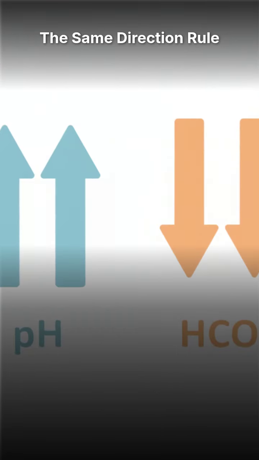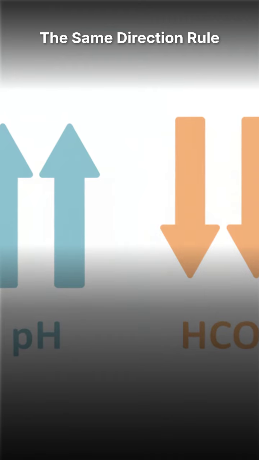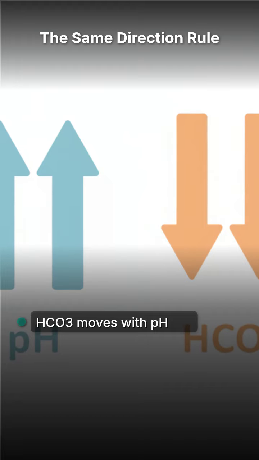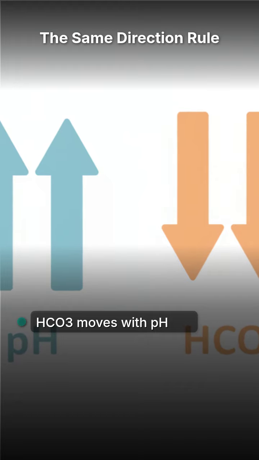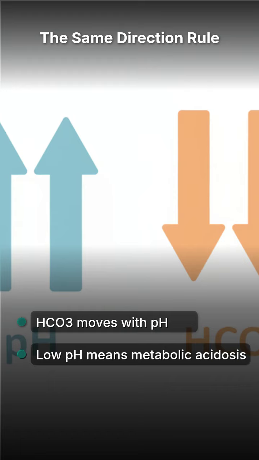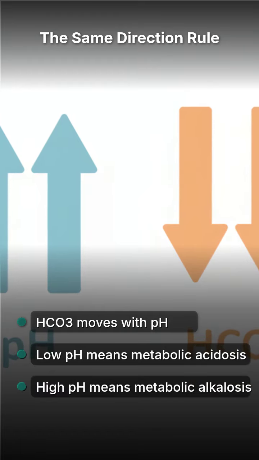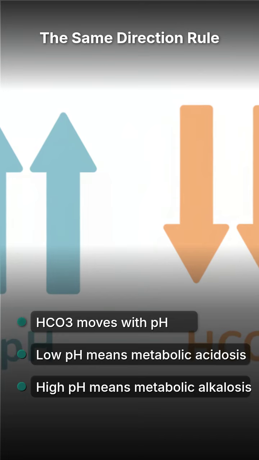In metabolic disorders, the bicarbonate level and the pH always move in the same direction. If the pH is low and the bicarbonate is low, you are looking at metabolic acidosis. Conversely, if both values are high, it indicates metabolic alkalosis. This physiological relationship is the key to identifying metabolic shifts.